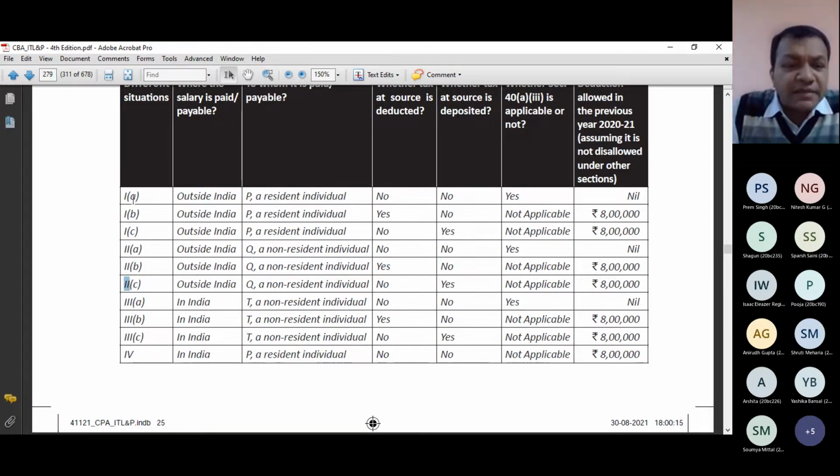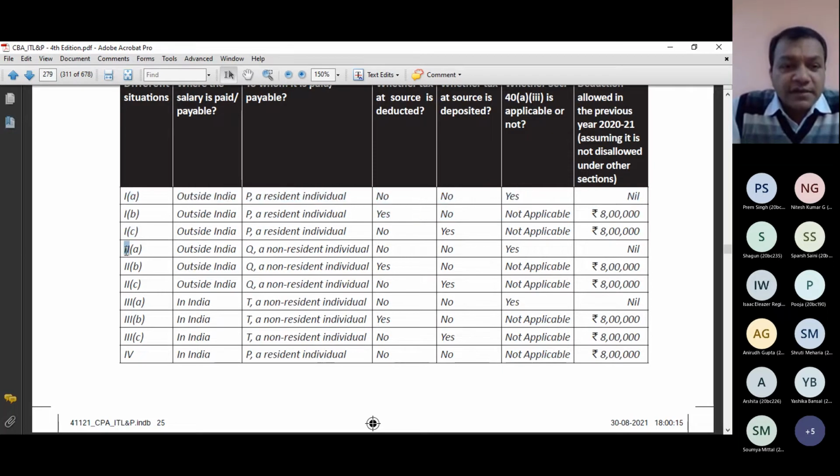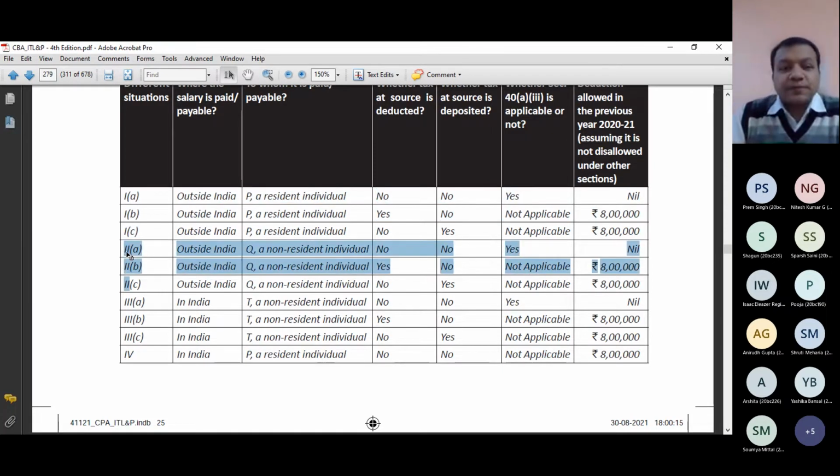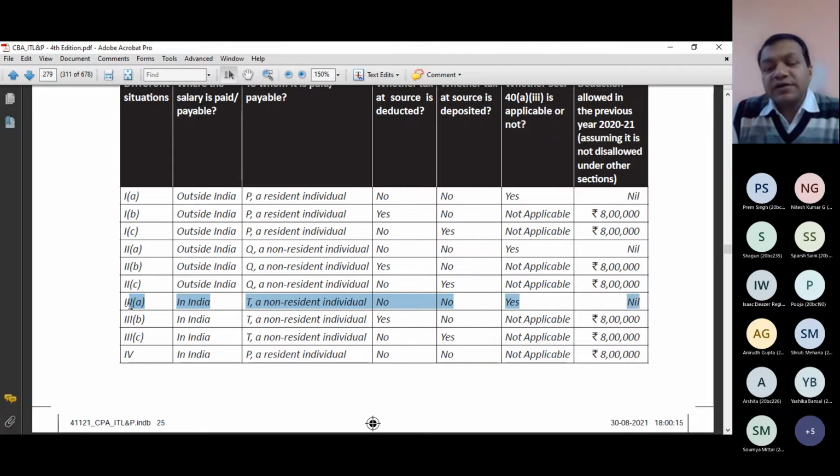Now I have written ABC because you must know that technically these three ABC are one. I only changed one point: tax is not deposited but deducted. Another point, tax is not deducted but deposited. Another point, neither tax has been deducted nor deposited. So that is one, and all these next three are two ABC. Third, A is interesting. In India, payment must be only to a non-resident. And yes, for example, a non-resident: is tax deducted? No. Deposited? No. Then this section is applicable and you cannot deduct anything.